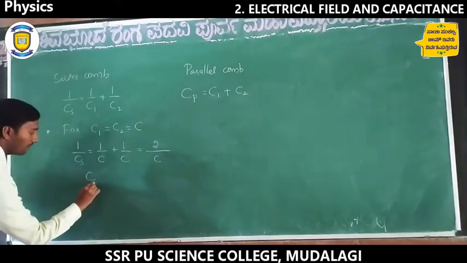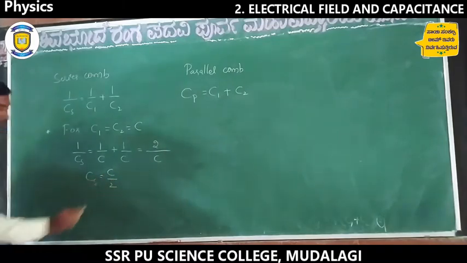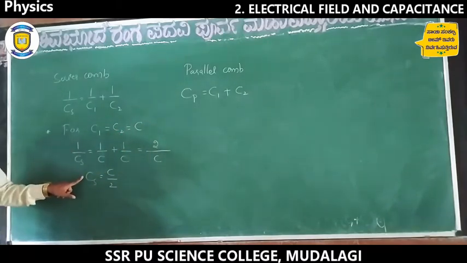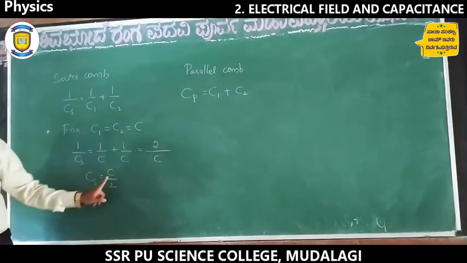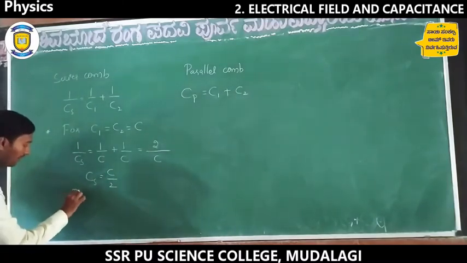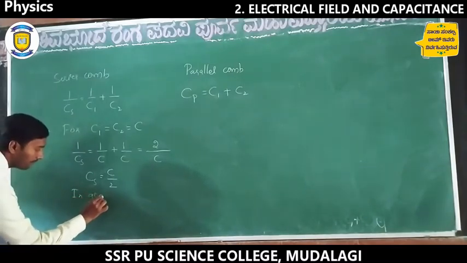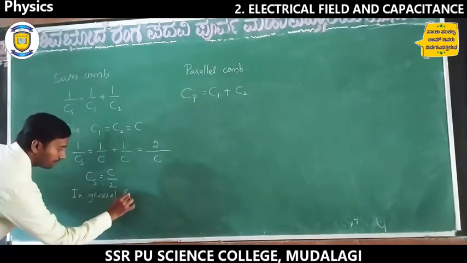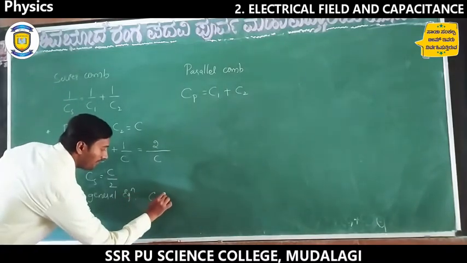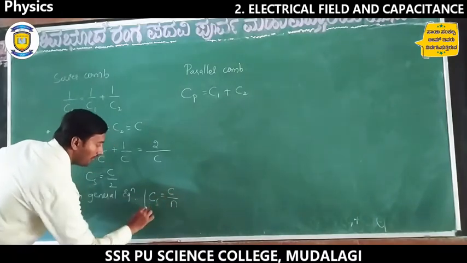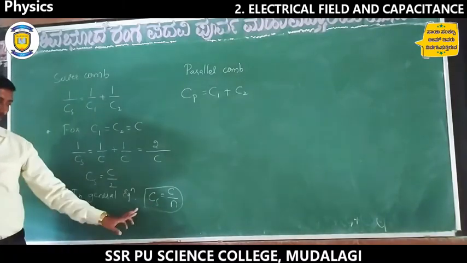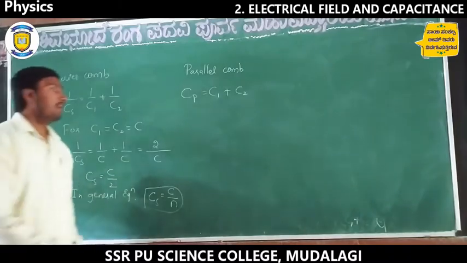So Cs ಏನು ಬರೀತೀವಿ, C by 2, ಗೊತ್ತಾಯ್ತಾ? ಇದಾಗಿದೆ 1 by Cs is equal to 2 by C ಆಗ್ತದೆ. ಇದನ್ನ ರಿವರ್ಸ್ ಮಾಡಿ, ನಮಗೆ Cs ಇಷ್ಟ ಬೇಕು ಅಂದ್ರೆ ಇದು ರಿವರ್ಸ್ ಆಗ್ತದೆ, C by 2 ಆಗ್ತದೆ. So in general equation ನಾವು ಇದನ್ನ ಬರೀಬಹುದು, if n capacitors are there, that is Cs equal to C by n, so n is the number of capacitors ಎಷ್ಟು ಕನೆಕ್ಟ್ ಮಾಡ್ತೀವಿ ಅಷ್ಟು.